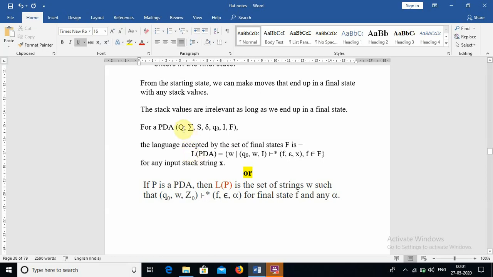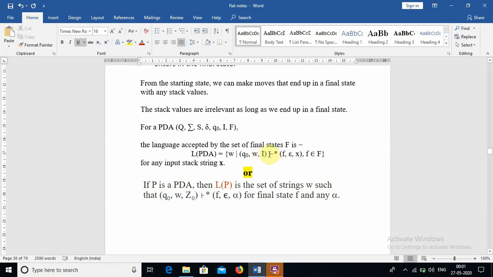Okay, so this is the PDA that we know already. We discussed the formal definition which consists of 7 tuples and all. So now, the language of PDA can be defined as: W is any string from the language. Q naught is the initial state. W is the input string that we are giving to the PDA, and I is nothing but the stack symbol. We can also use Z naught like that. Here we are using I.